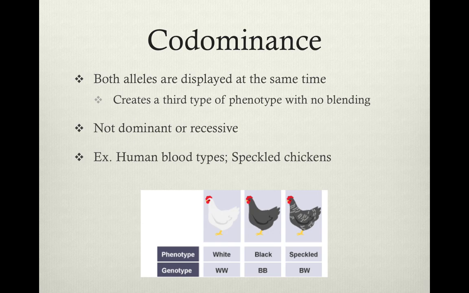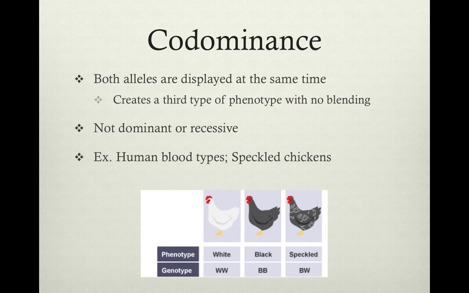Another non-Mendelian inheritance pattern is codominance. Codominance is similar to incomplete dominance except for the fact that in codominance, both alleles are displayed at the same time, creating a third type of genotype with no blending. There is no dominant or recessive allele because both alleles are expressed together.